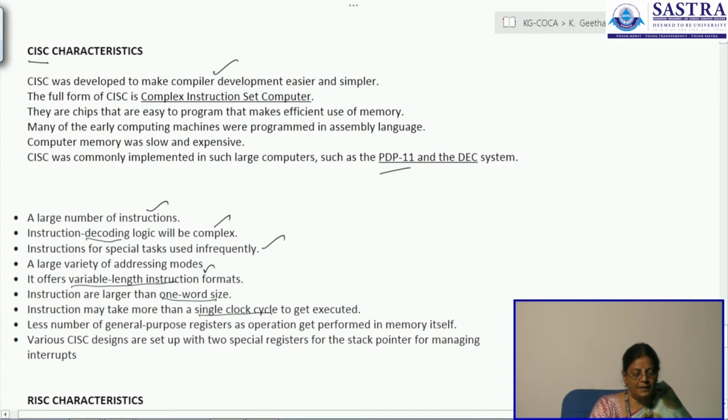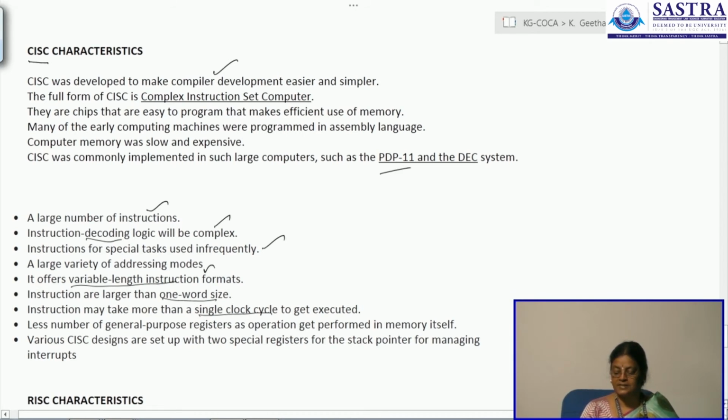So instructions may take more than a single clock cycle, and a smaller number of general purpose registers is supported, with operations performed in the memory. As far as CISC characteristics are concerned, it will support only a small number of general purpose registers, and various CISC designs are available to realize registers for the stack pointer and for managing the interrupts. So this completes the discussion of CISC characteristics, and the last topic of discussion is RISC characteristics.